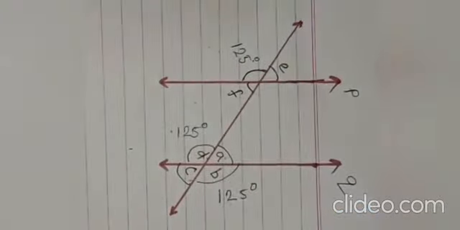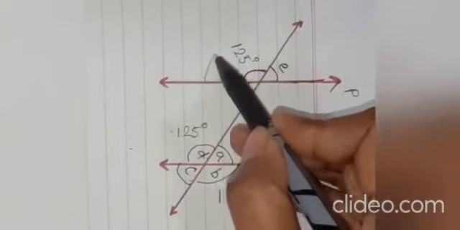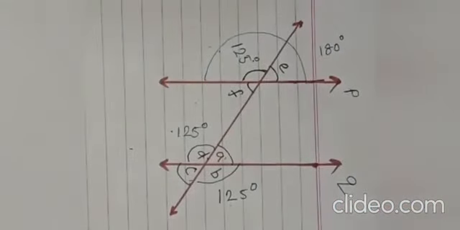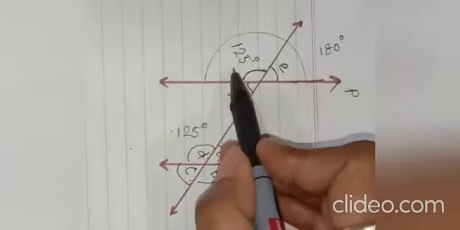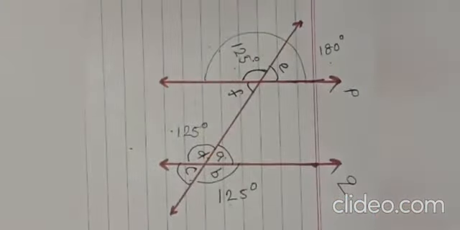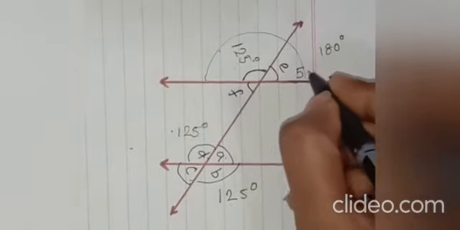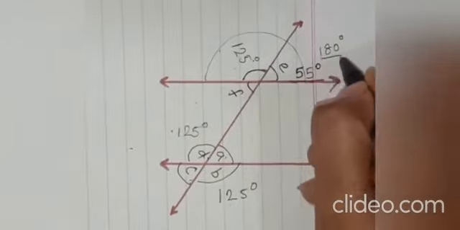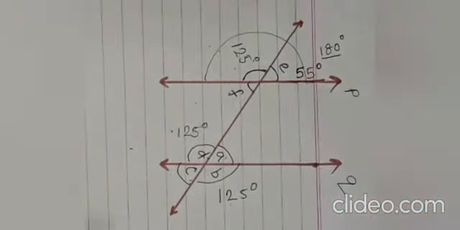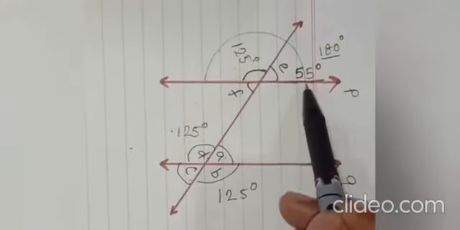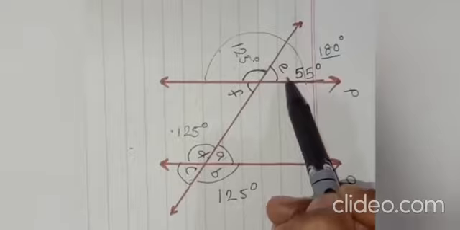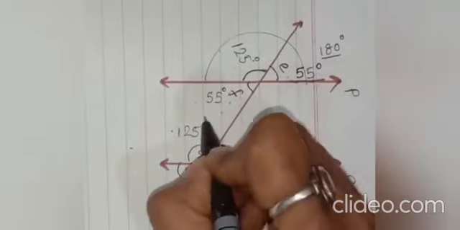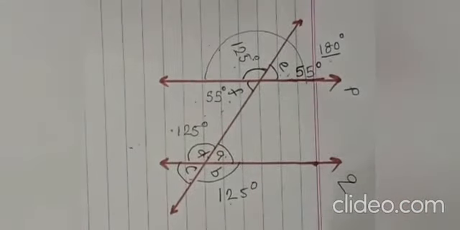What about the remaining angles? Now this 125 and E together form 180 degree. Okay, linear pair of angles. So when we subtract 125 degree from 180, you will get 55 degree. So E is equal to 55 degree. Therefore F is also 55 because vertically opposite angles are equal.